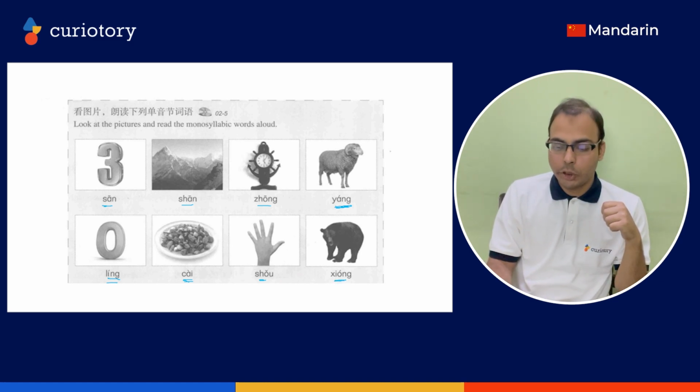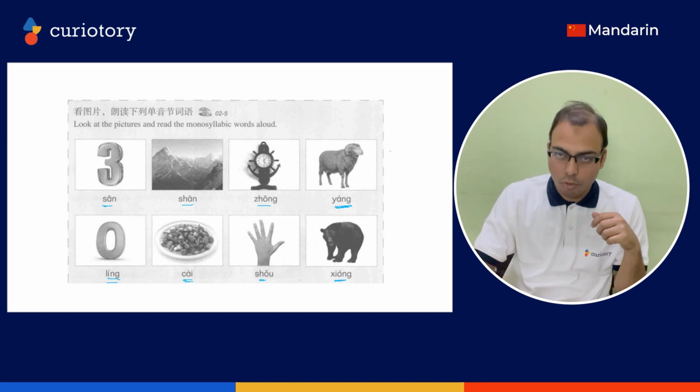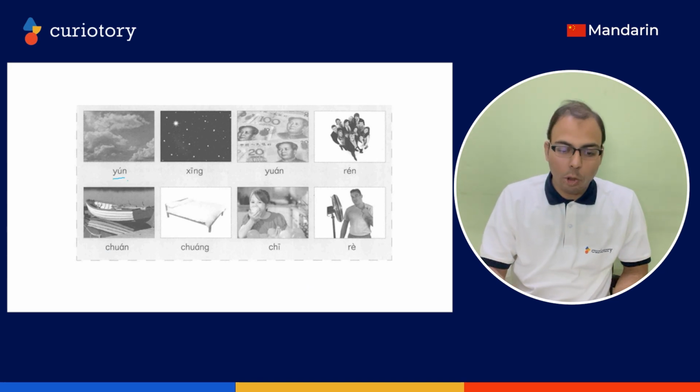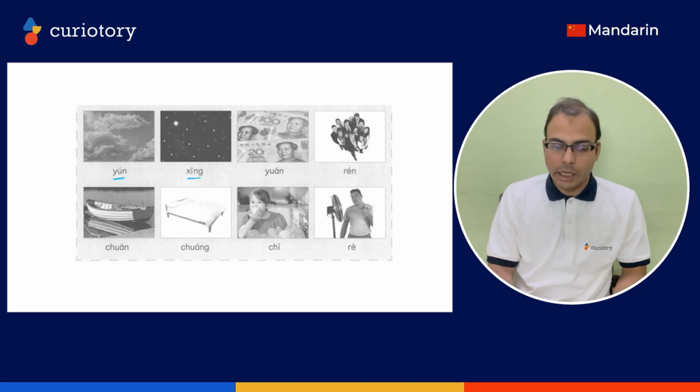Xiong, xiong. Okay, it's a second tone. Your voice should be rising. Yin, yin. Xing, xing. Okay, first tone, mark it. Yuan, yuan. Run, run. Chuan, chuan. Chuang, chuang.